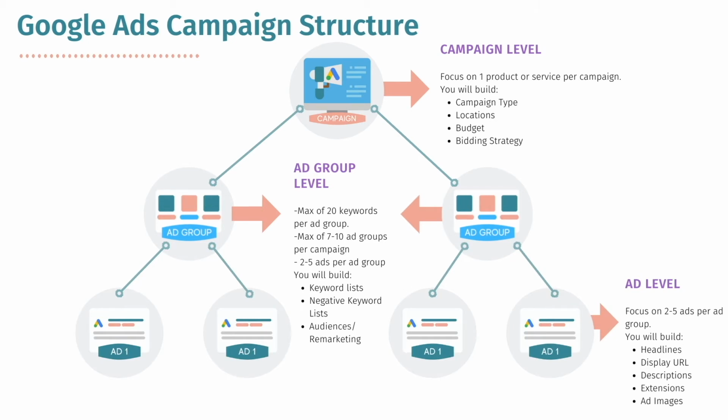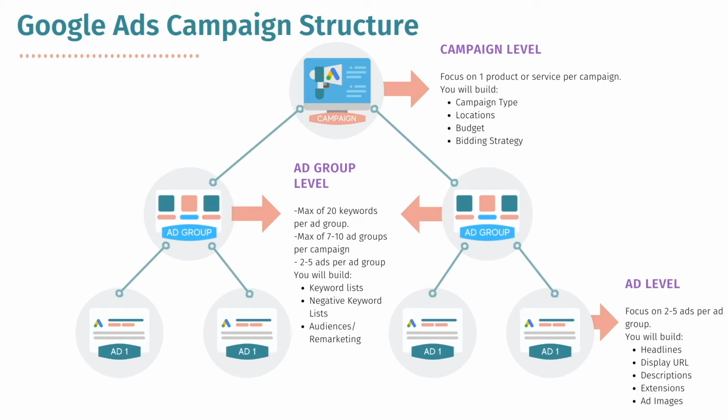So here is the Google Ads campaign structure. We start at the campaign level again. So that's laying down the foundation. For a campaign, you want to focus on one product or service per campaign.